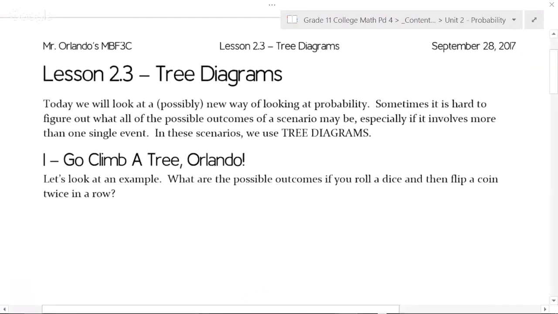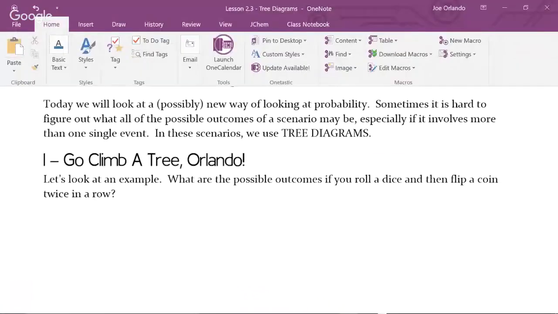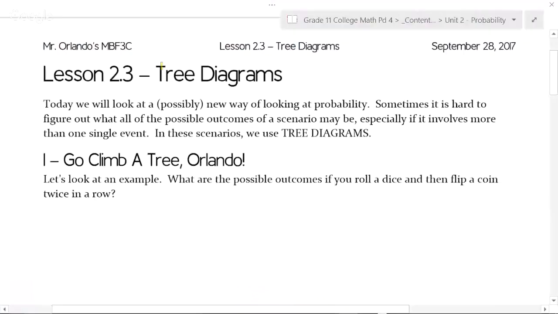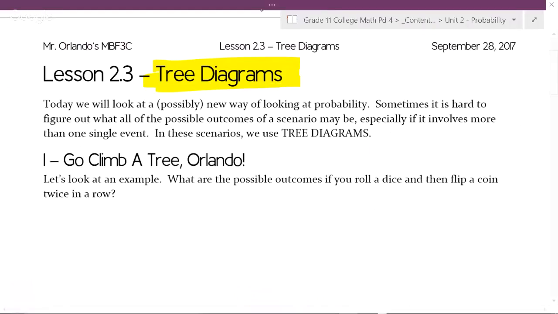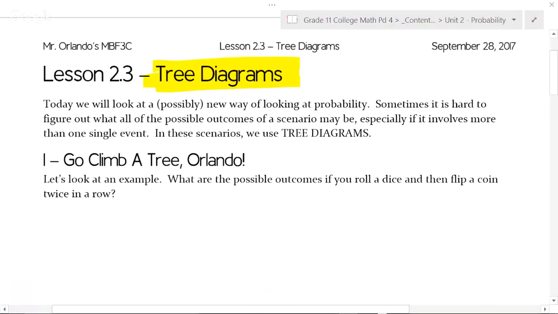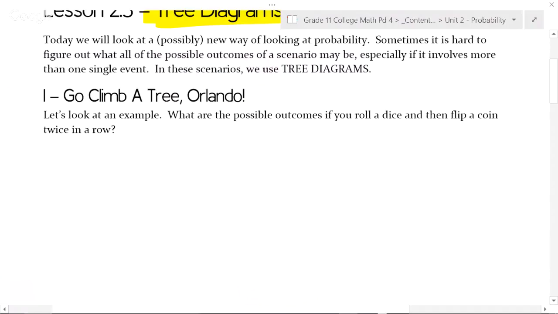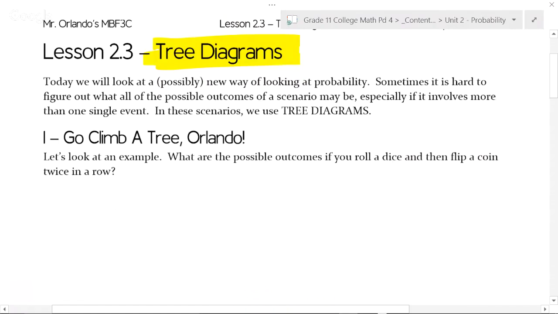But I do want to do a quick lesson today on something related to what we've been talking about. And it's called tree diagrams. A tree diagram is just a way of visualizing some theoretical probabilities. So it's a way to kind of put something on the paper that you can actually look at. And it can help us figure out what all the possible outcomes are in scenarios that are a bit more complicated. Maybe scenarios where we do something more than once or where we do different activities.